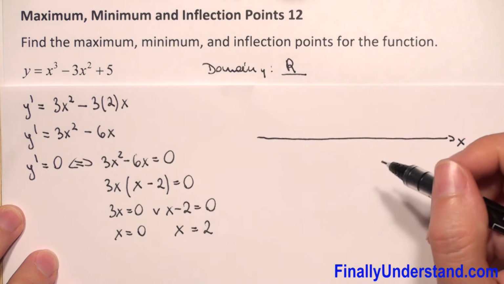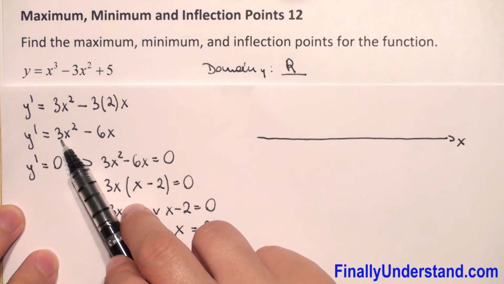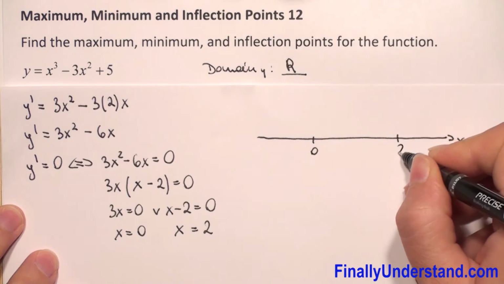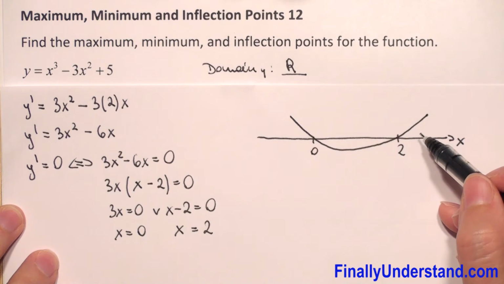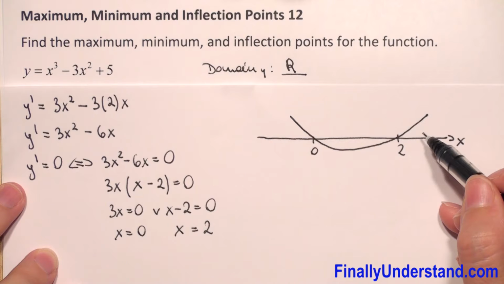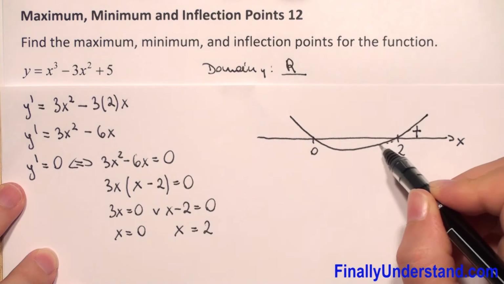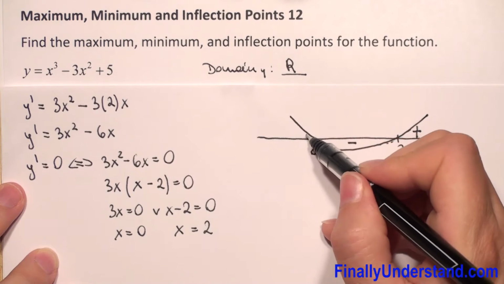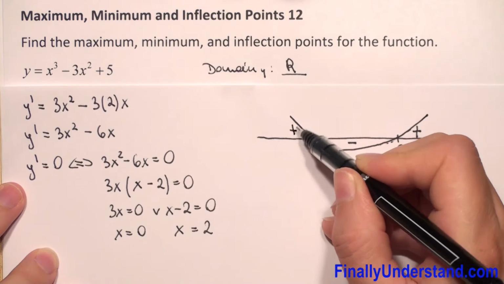Next, we will draw the graph of our first derivative. We just sketch this function because we have a quadratic function. The graph will be a parabola, opening up because the coefficient before x squared is positive. We have roots 0 and 2. This is our graph. Next, we check when our first derivative has positive values and when it has negative values. This part is above the x-axis, so it has positive values. This part is under the x-axis, so it has negative values. And this part is above the x-axis, so here we have positive values.